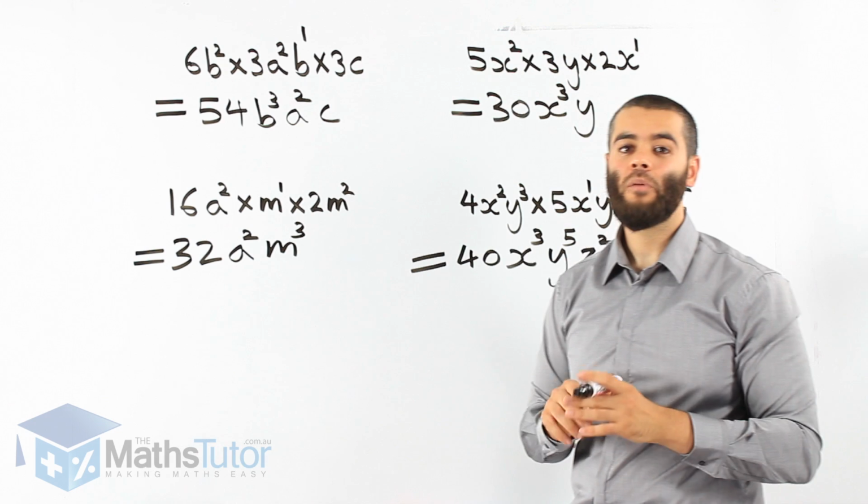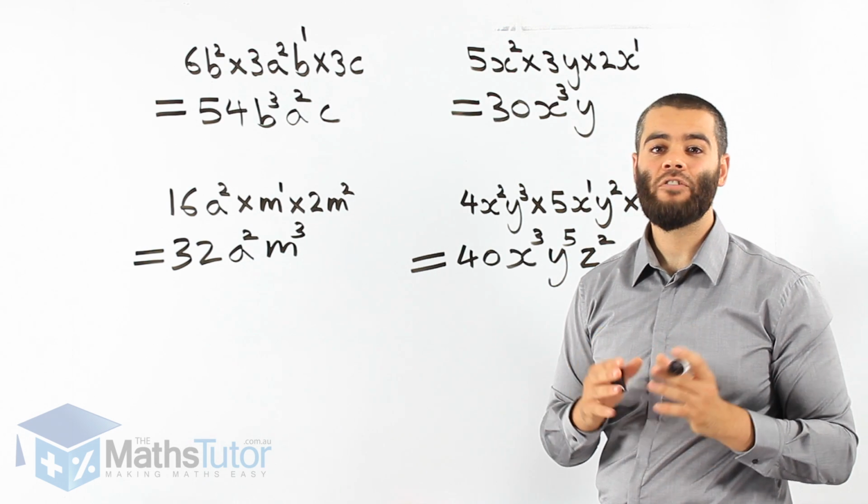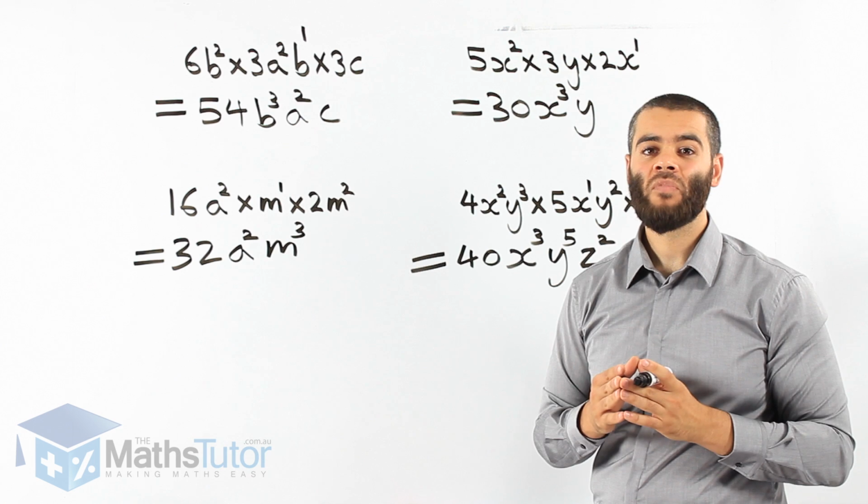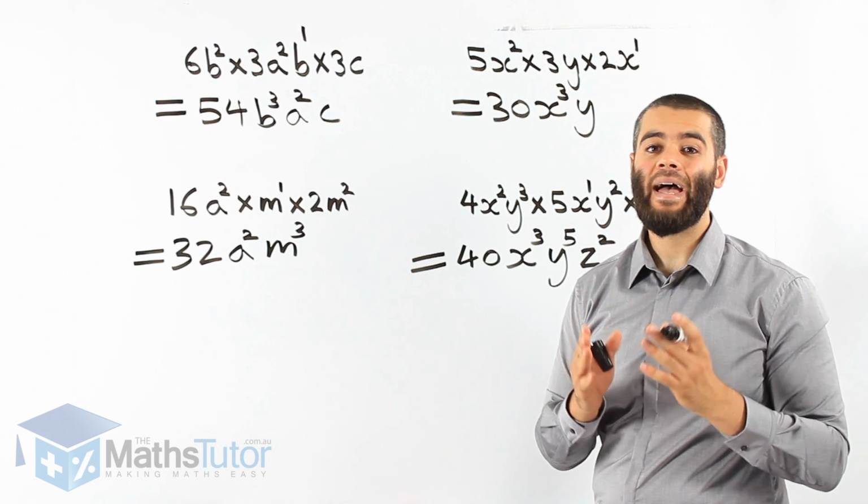So we know the rules. No matter how large or how small the algebraic expression, when we're multiplying and we have the same base, we add the indices.